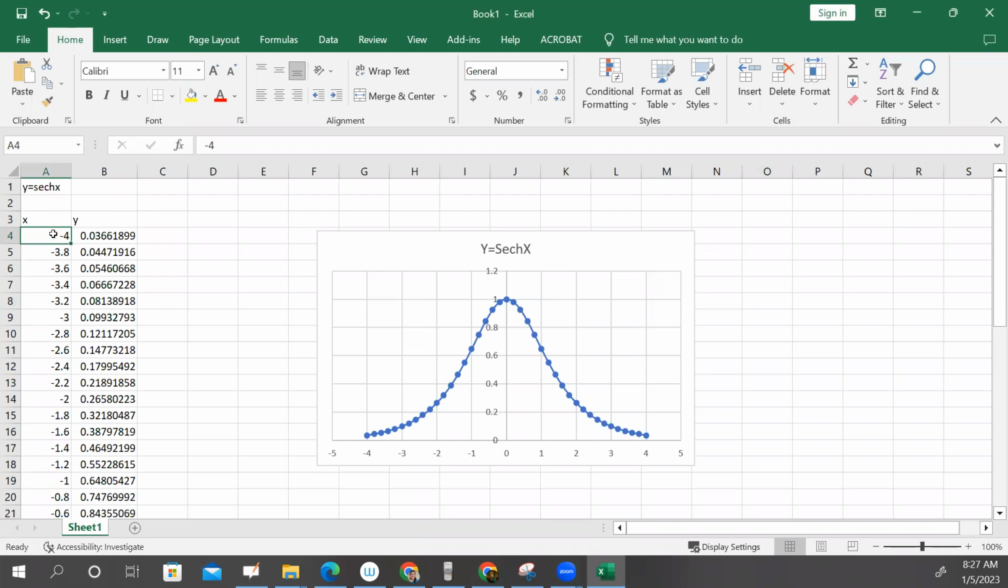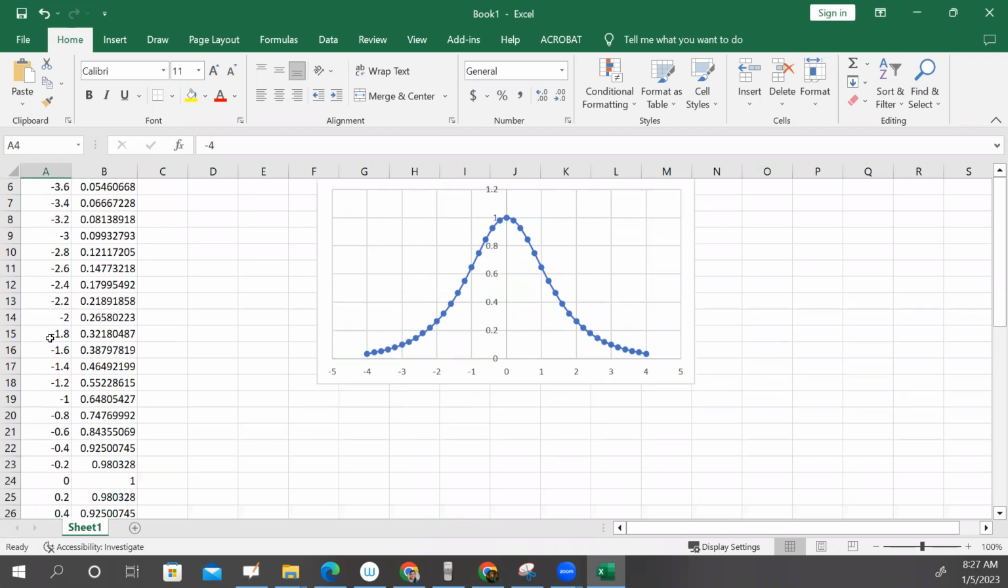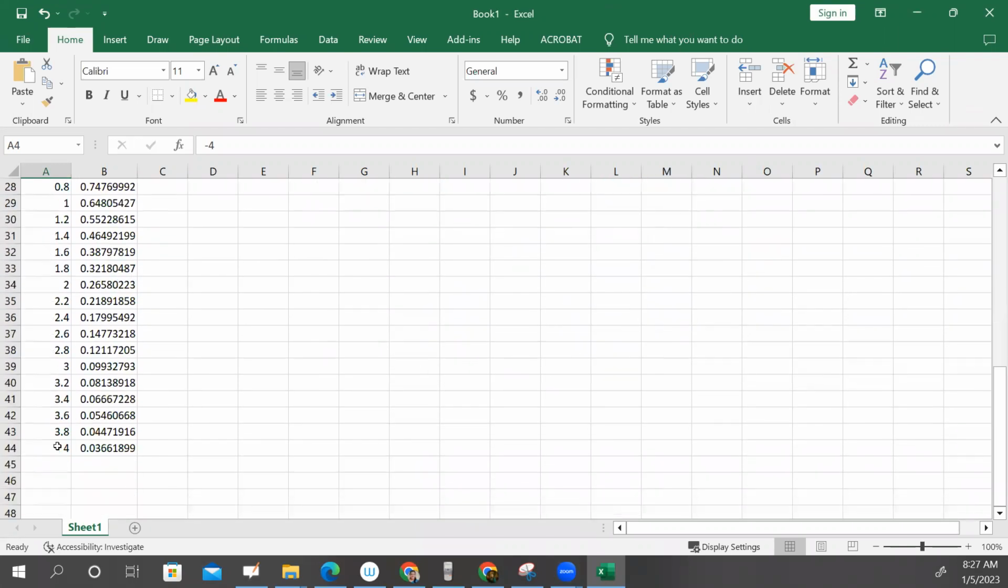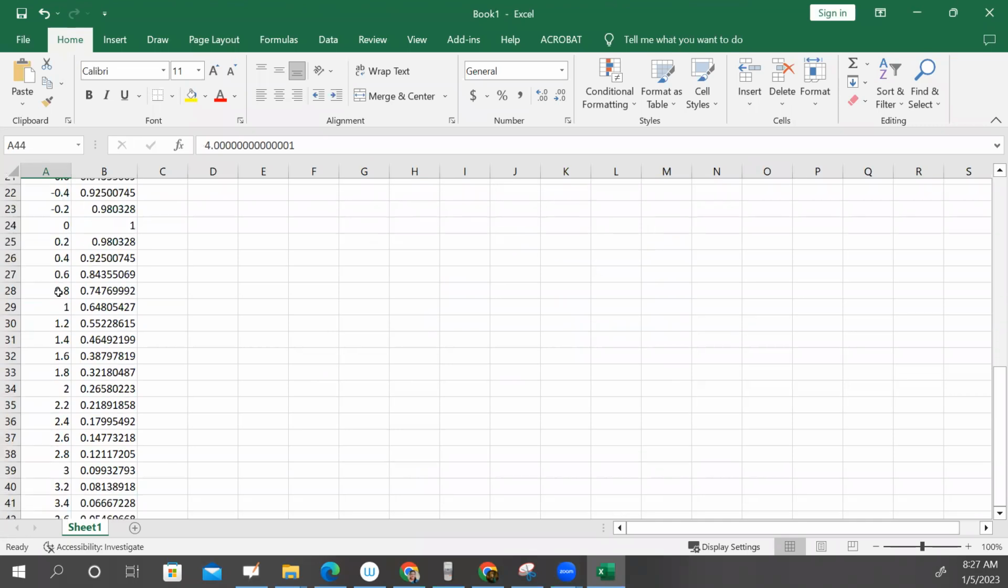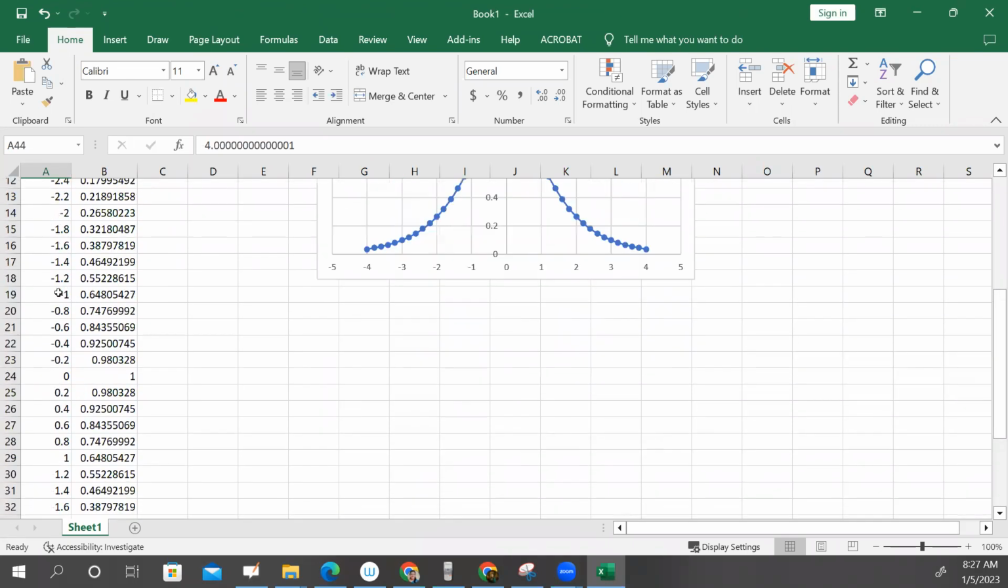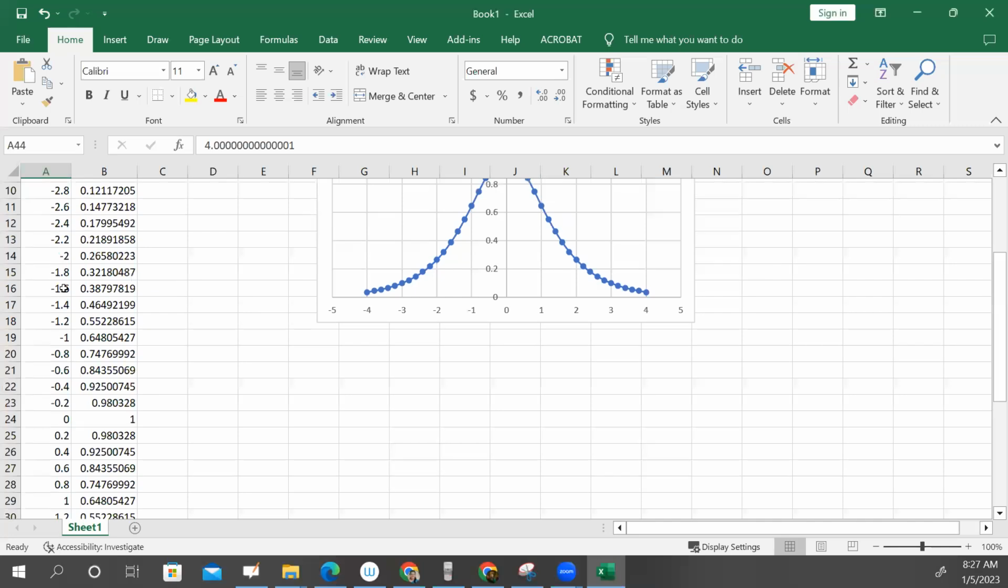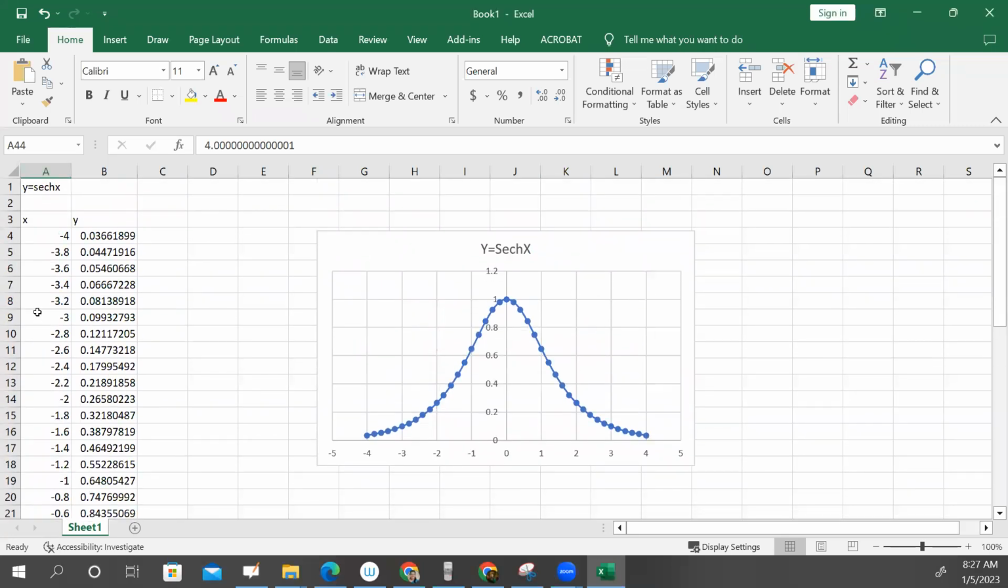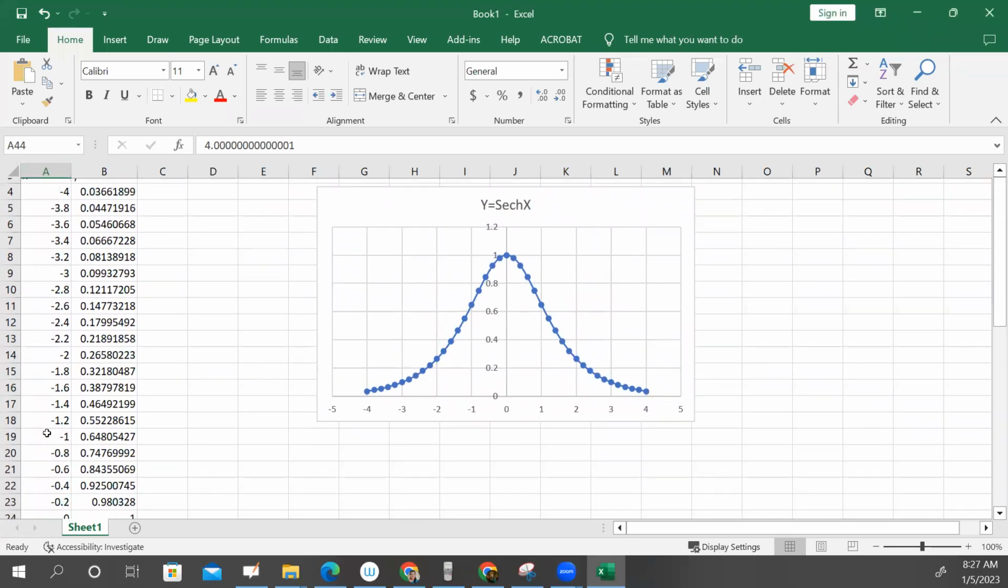So I generated X values from -4, keeping a gap of 0.2. You can keep the gap as you wish. I generated values until 4, so from -4 to +4. Keeping the gap, you can see here all the x values, right?